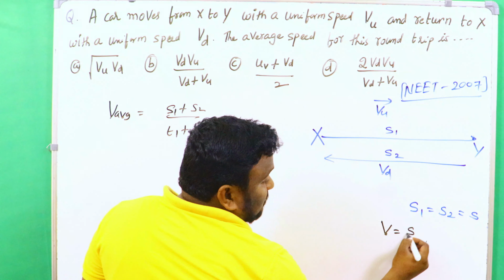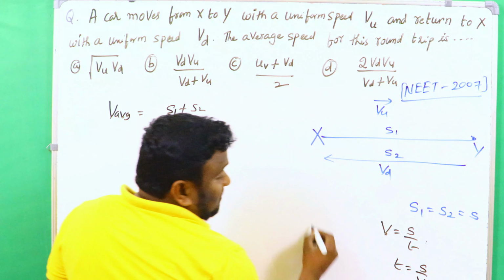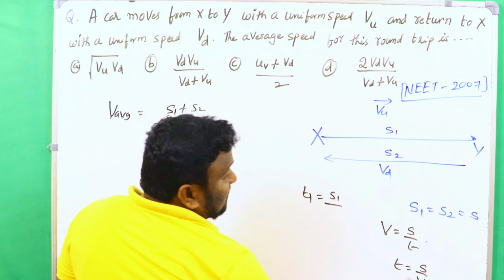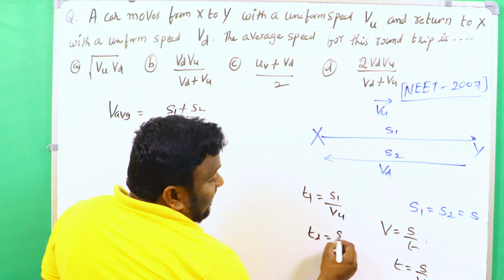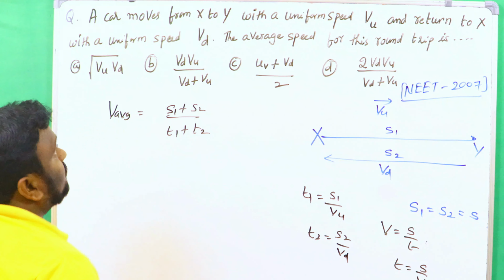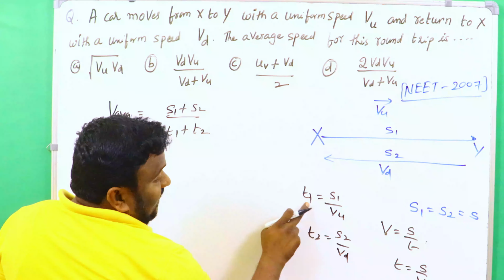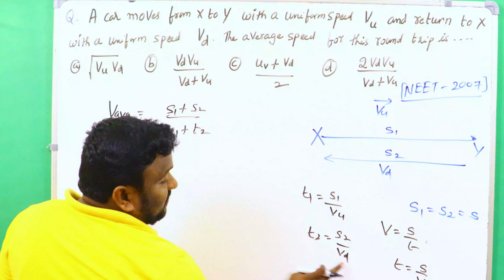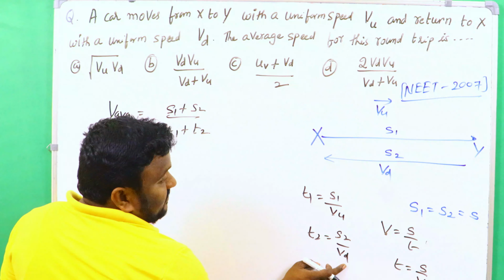Speed is equal to distance by time. Time is equal to what? S by V, we can write. That's why here T1 is equal to S1 by the first velocity, which is VU. And the second speed is what? T2 is S2 by VD. Clear? So here the distance is S1, here it is S2. In time T1 we move with speed VU, and in the second case, with speed VD.